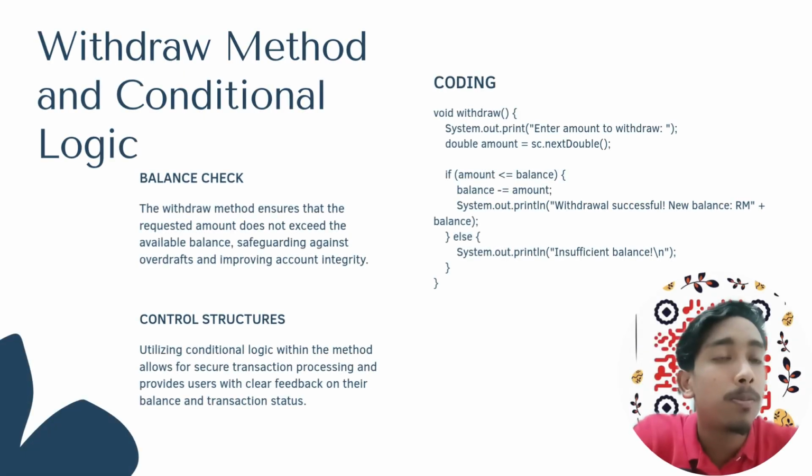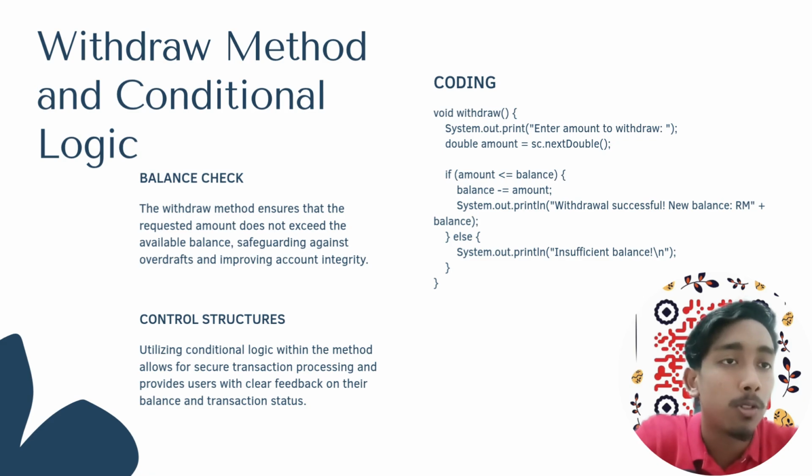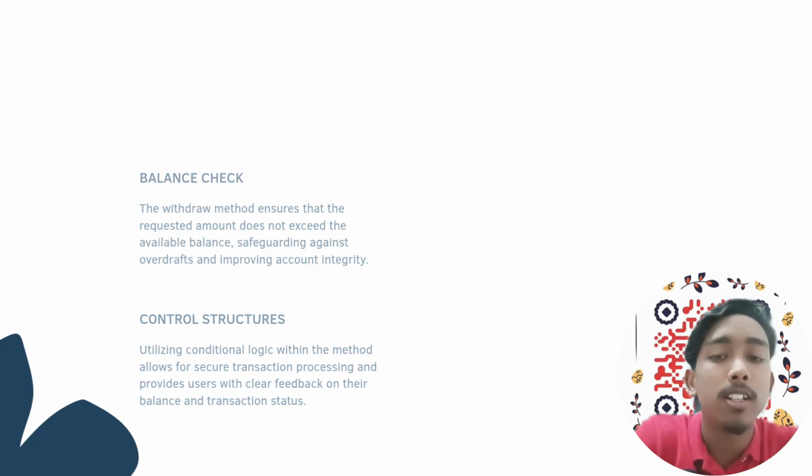Okay, now I will present the withdraw method. The withdraw method introduces conditional logic. It first checks if the requested amount is less than or equal to the current balance. If it is, the transaction proceeds. If not, the user gets an invalid balance message. The balance check is a critical safeguard that protects the accounts.